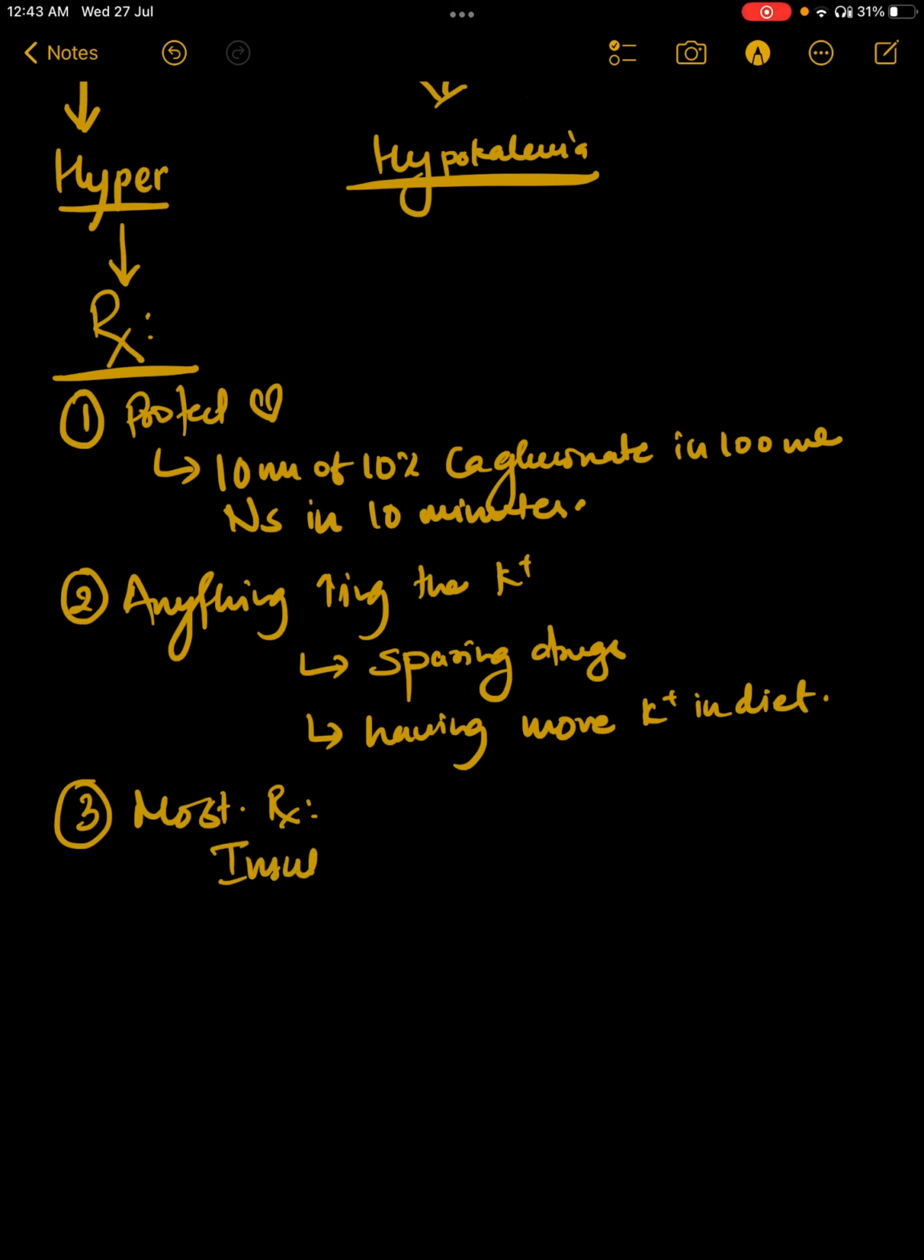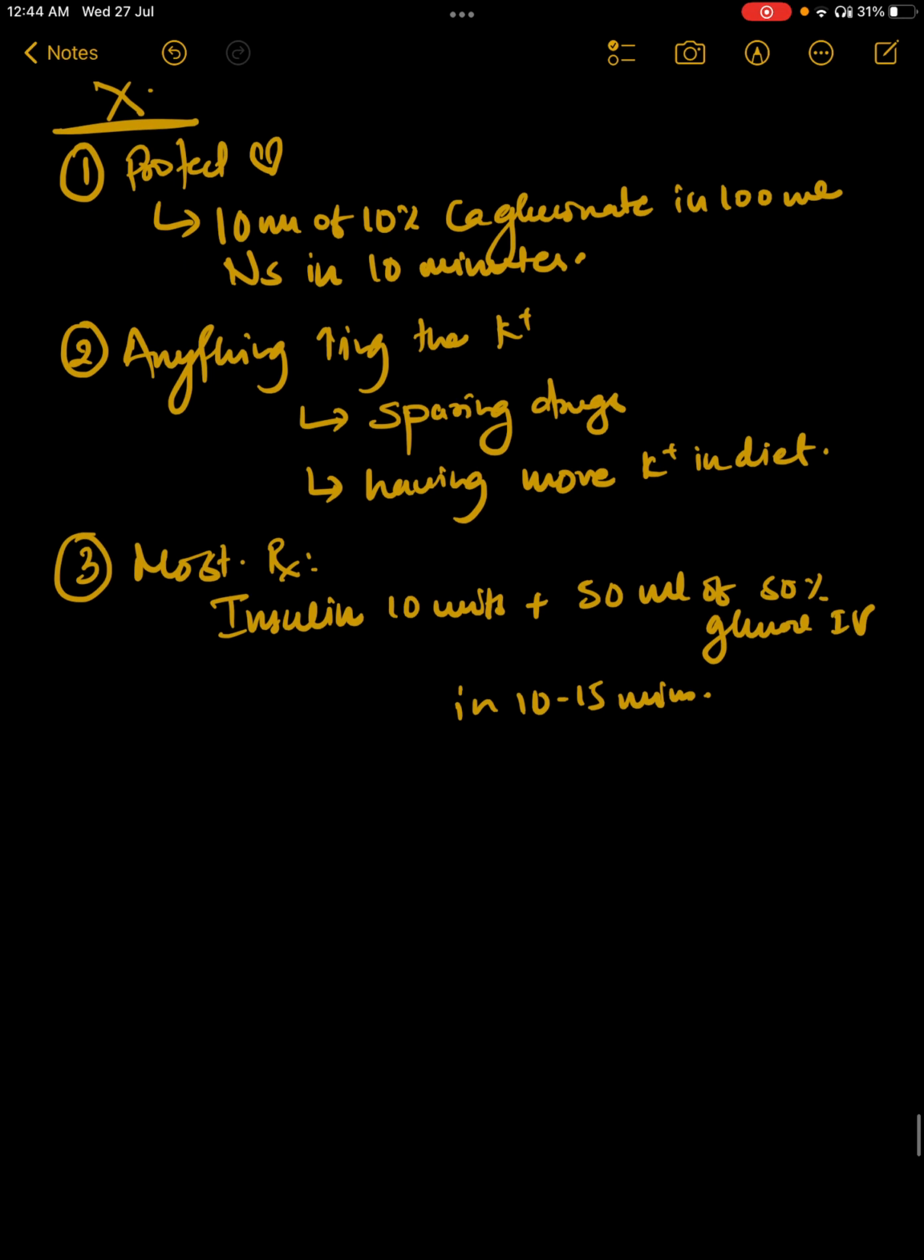insulin therapy. Insulin helps to transfer the potassium into the cell. So we have to give 10 units of insulin plus 50 ml of 50% glucose IV over 10 to 15 minutes. That is the treatment. Similarly, we also have to treat acidosis, so we give sodium bicarbonate.